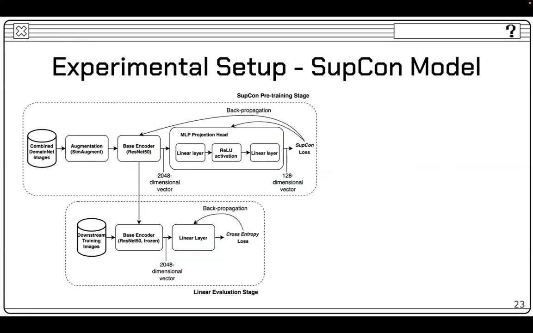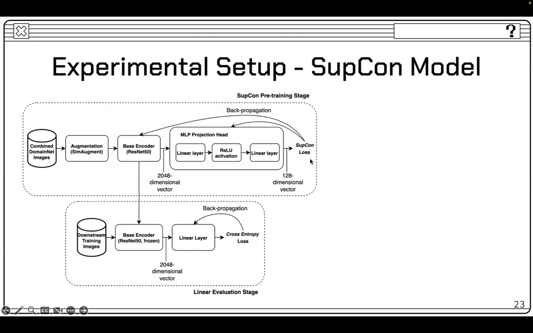Here's the experimental setup for the SupCon model. On the top of this slide, you can see the supervised contrastive learning pre-training stage. We start off with the combined DomainNet images, and then they undergo augmentation and are forward propagated through a base encoder, for which I used a ResNet50. They are further propagated through a multi-layer projection head, which consists of a linear layer, a ReLU activation, and then another linear layer. Then we obtain a 128 dimensional vector.